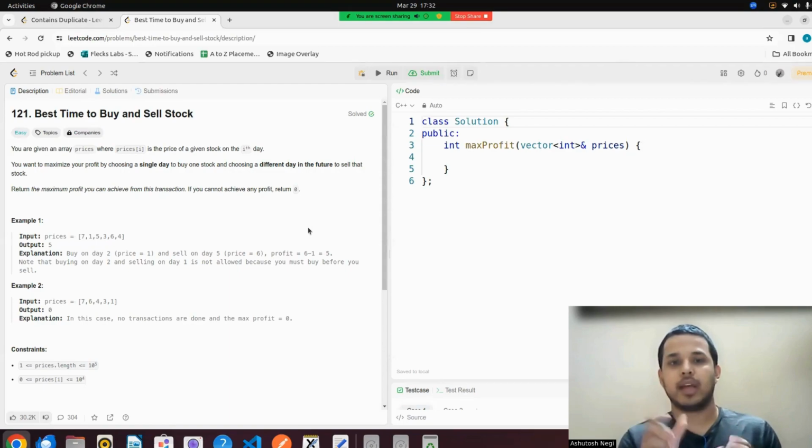The question says that you are given an array and the elements of that array represent the stock price of some, let's say, company on a particular day. So you can only do one transaction, and let's say you buy on some day, then you can only sell it in the future. Of course, you cannot sell it before buying it, right? So this is the question. Now let's go to the whiteboard and solve it.